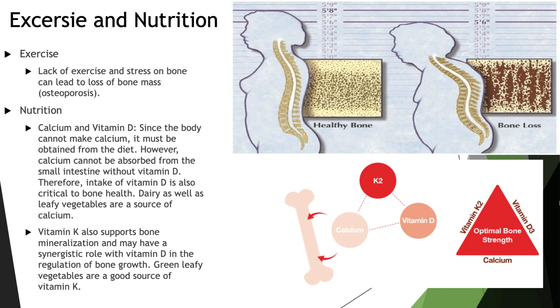And vitamin K also helps to support bone mineralization and may have a synergistic role with vitamin D in the regulation of bone growth. Green leafy vegetables are also a good source of vitamin K. So eat your vegetables, kids.